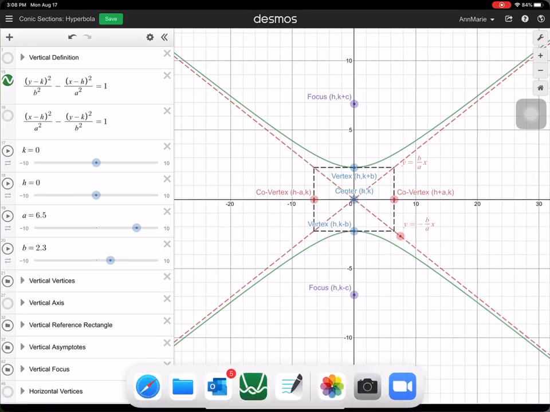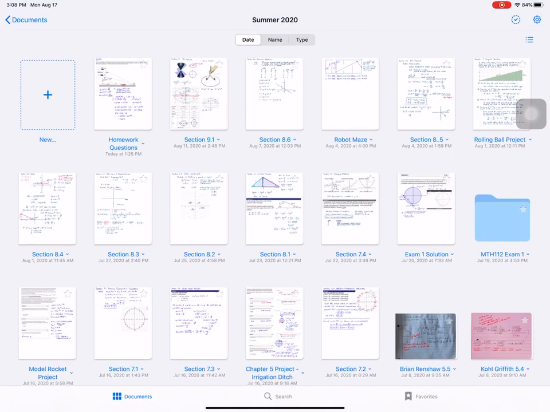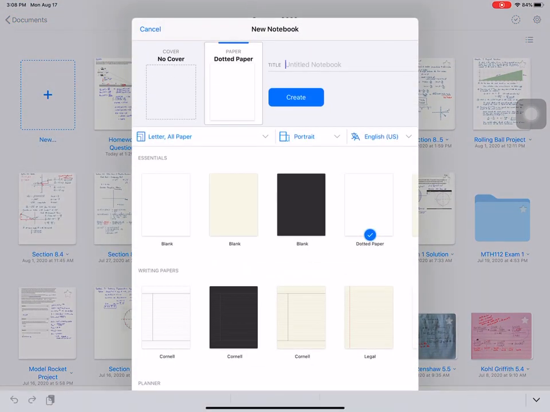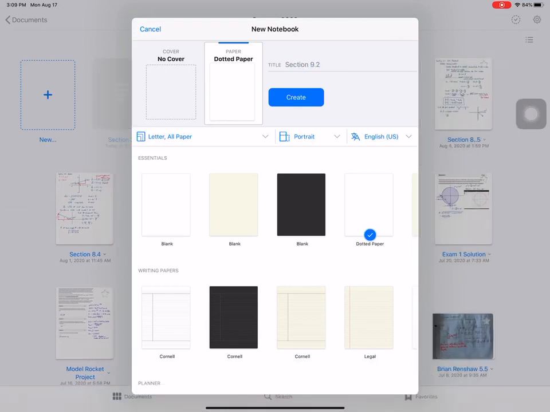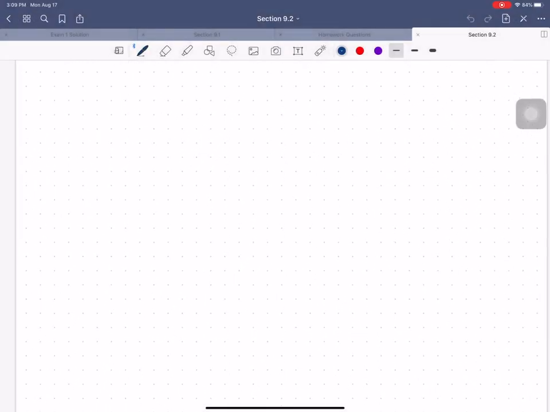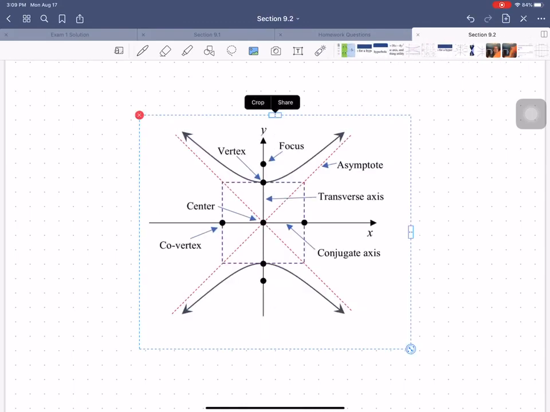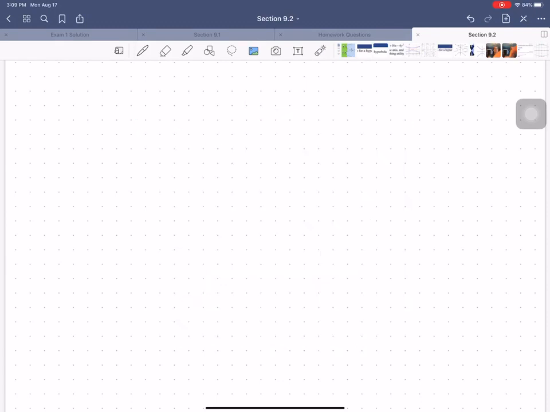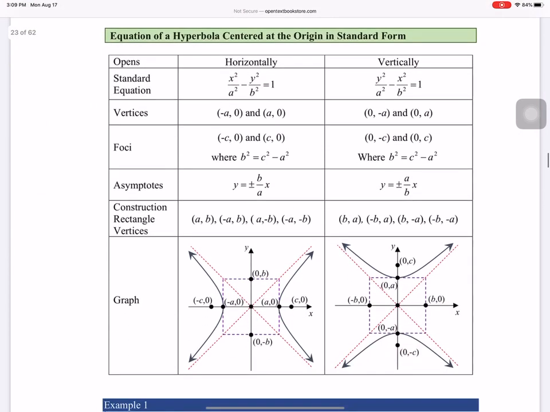Okay, so all of this may feel like a whole lot of information, and it is, but there is a nice, nifty little table in your textbook that summarizes all of this. All right, let's go get it. So it's right here in your textbook. It's on page 601. And as you can see, it summarizes everything for you.